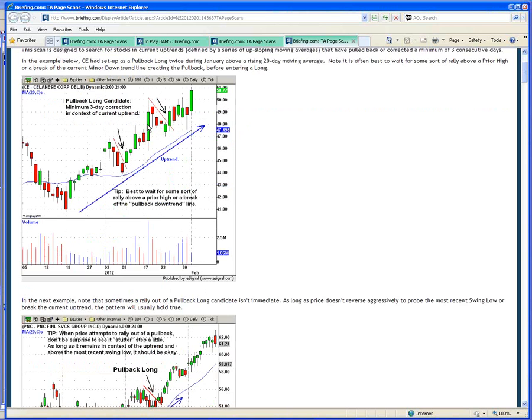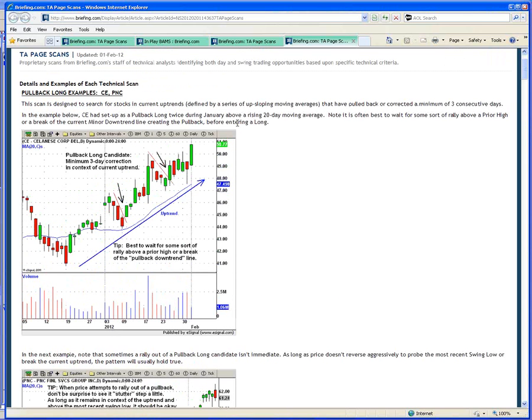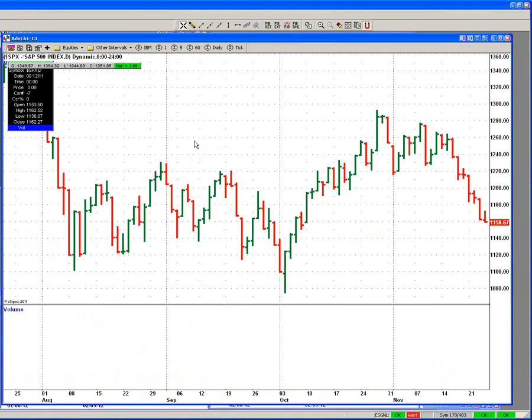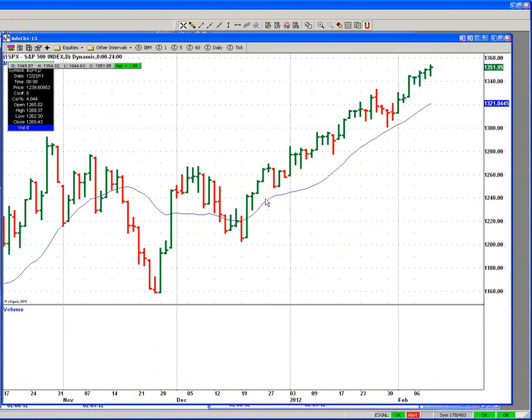The key thing to remember with any of these scans, also to narrow down your search, is to take in context what the market is doing itself. If we look at a quick chart of the S&P here, you can see that we're in a clear uptrend for almost 7 weeks now. This is the 20-period moving average. The market's in a clear uptrend.